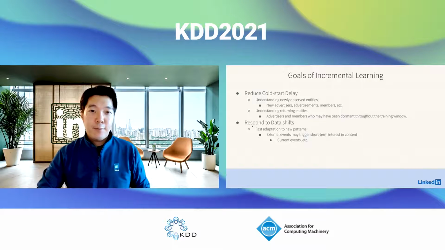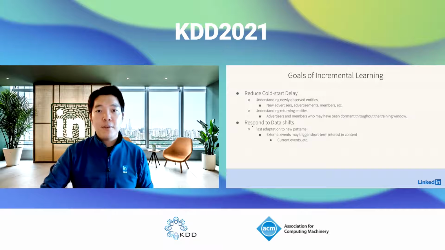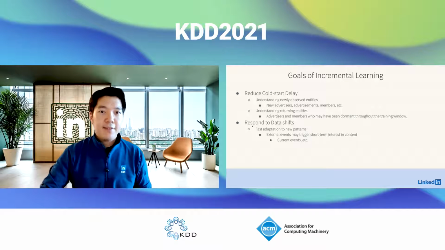Thanks, Rohan. We deploy incremental learning in production with expectation of improvements along multiple fronts. Number one, we expect to reduce the effect of cold start in our system. This is due to the fact that with incremental training, we're able to deploy random effect models learned on newly observed entities with very little delay. In the context of ad serving, this includes new advertisers, newly published advertisements, and new LinkedIn members. The same applies to returning entities that may have been dormant for the duration of our training window.